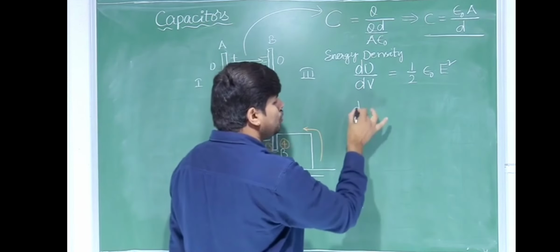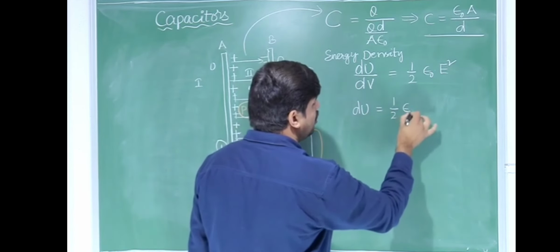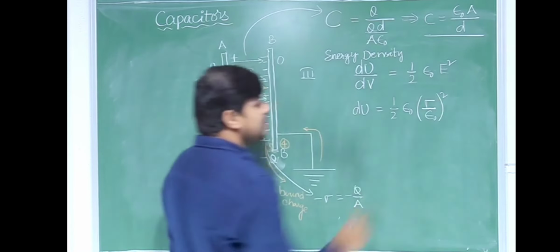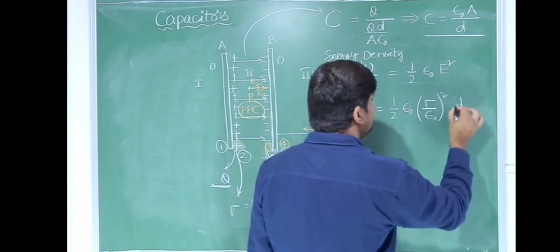Now from this you are able to write dU. dU equals half epsilon naught E square. Between these two plates, what is the electric field? Sigma by epsilon naught. So E square becomes sigma by epsilon naught whole square, into dV. So like this you are able to write.